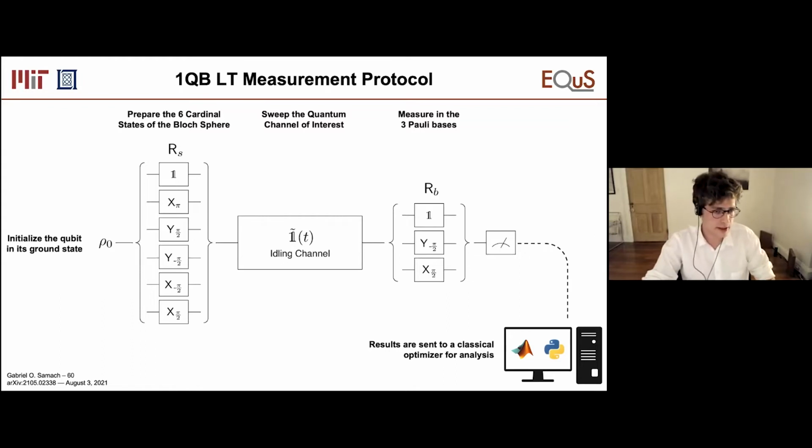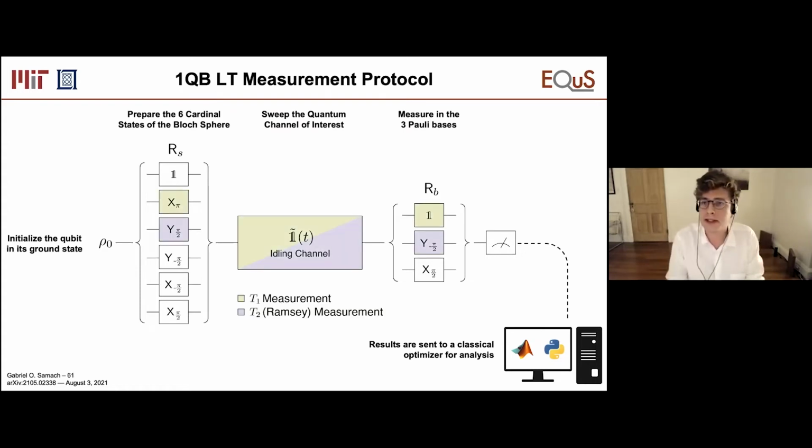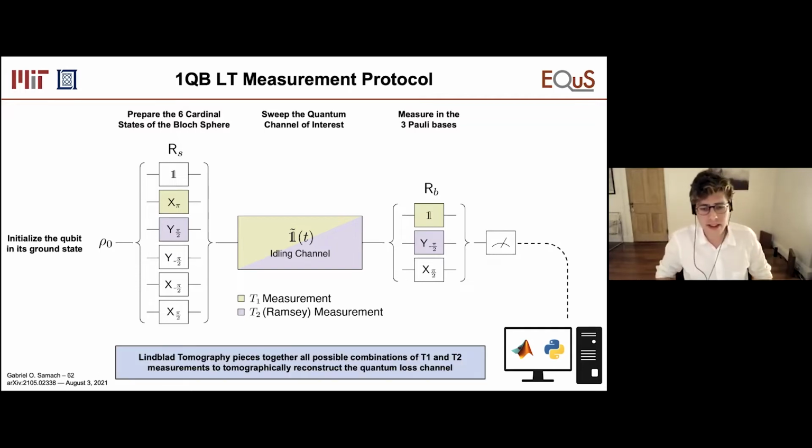If you look at this measurement protocol, you may notice some familiar faces. If we focus on particular combinations of pre and post poles, we see that some subsets of these correspond to classic T1 or T2 measurements. For example, there's a sequence where we apply a pi pulse, we excite the qubit, we wait some amount of time and measure it in the Z basis, the T1 measurement. We might put it on the equator, wait some amount of time, and measure it in the X basis. That's a T2 Ramsey measurement. Very standard techniques for superconducting qubit experimentalists and quantum computing experimentalists in general. So one way to think about what's going on is that Lindblad tomography is going to piece together all possible combinations of T1 or T2 measurement to tomographically reconstruct the quantum loss channel.